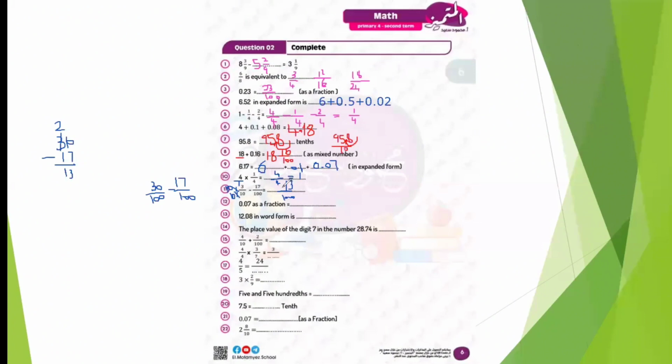Number 12, 0.07 as a fraction. It's hundredths. So to write it as a fraction, it will be 7 out of 100.